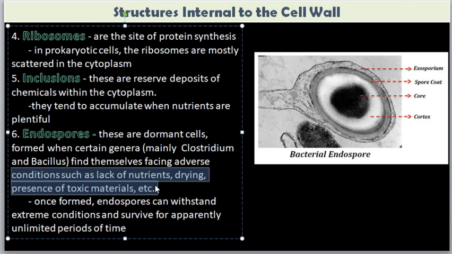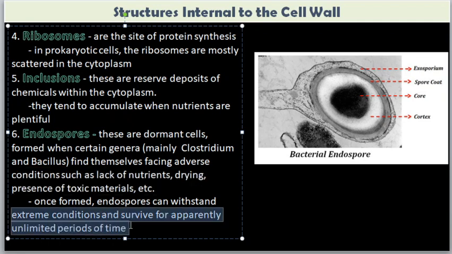Okay? Kapag nagkaroon ng shortage of food, wala ng nutrients, nagkaroon ng drying, wala silang water na makukuha, and merong mga materials that might cause harm to them, they will undergo dormancy in order to survive. Now, once bacterial cells go to dormancy and form endospores, they can withstand extreme conditions and survive for apparently unlimited periods of time. Okay? Kaya sila nakaka-survive because they are able to become dormant.